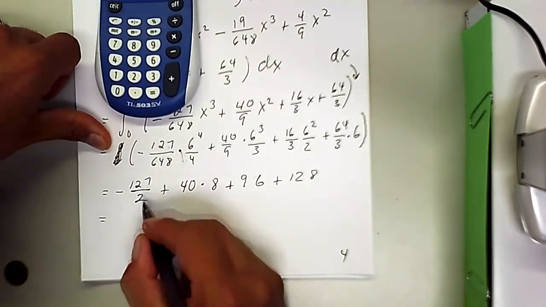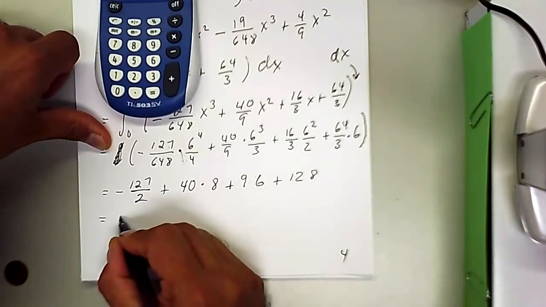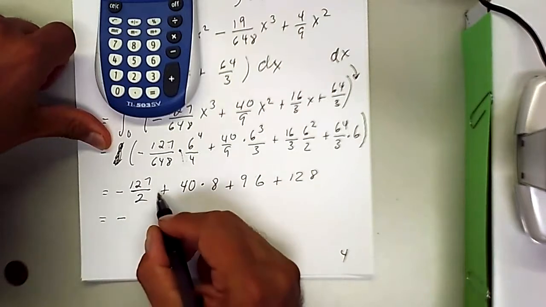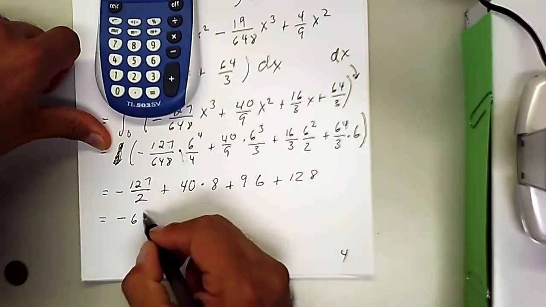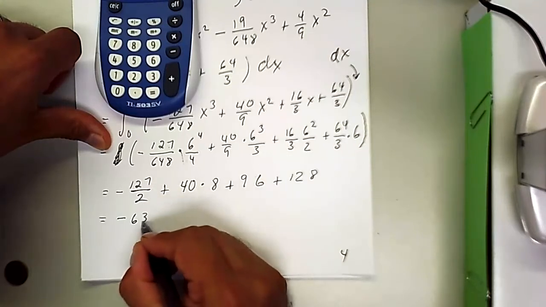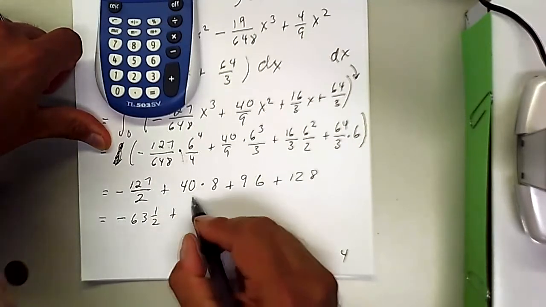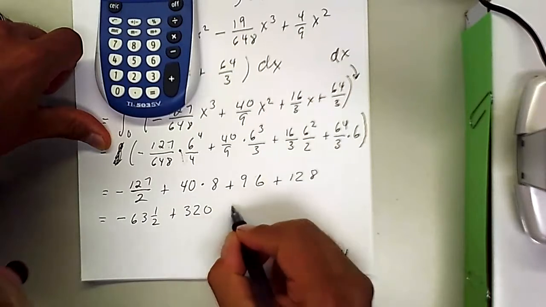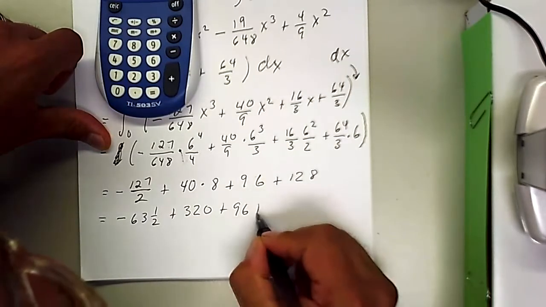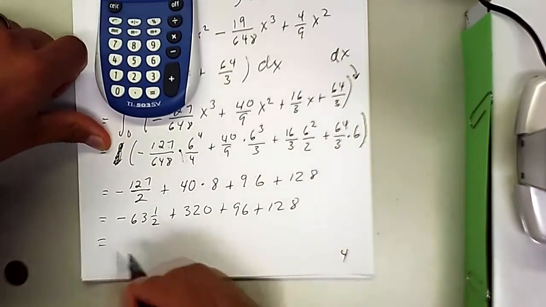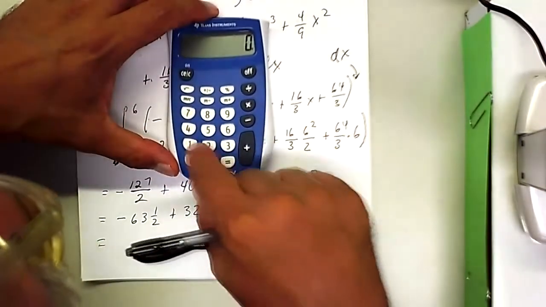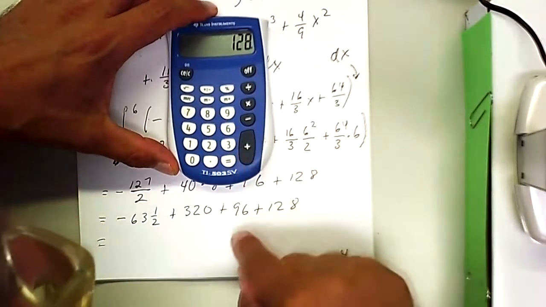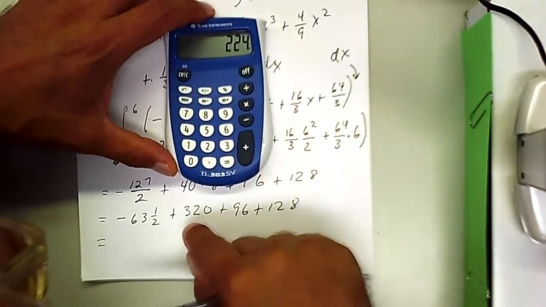Okay, to make this easier on me as I'm adding those numbers together, I'm gonna turn this into a mixed fraction. So we have 60, because 12 divided by 2 is 6, 7 divided by 2 is 3, so there's a half left over, plus 320 plus 96 plus 128. Okay, so we have 128 plus 96 plus 320.